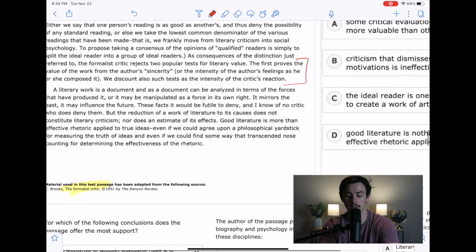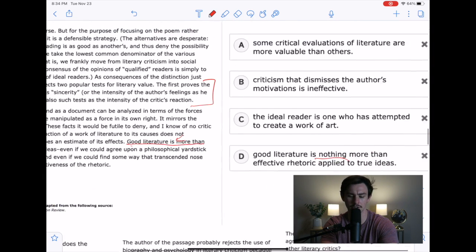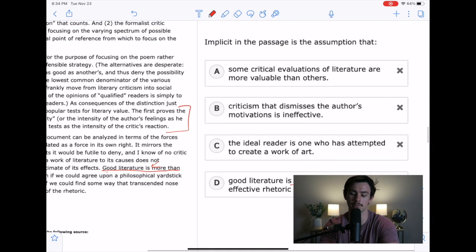But also, if you remember, this says nothing more, and then this is literally the exact same sentence, just without the word nothing. So you can tell that that's a false statement. So the correct answer here would actually be A. This is another main idea question.